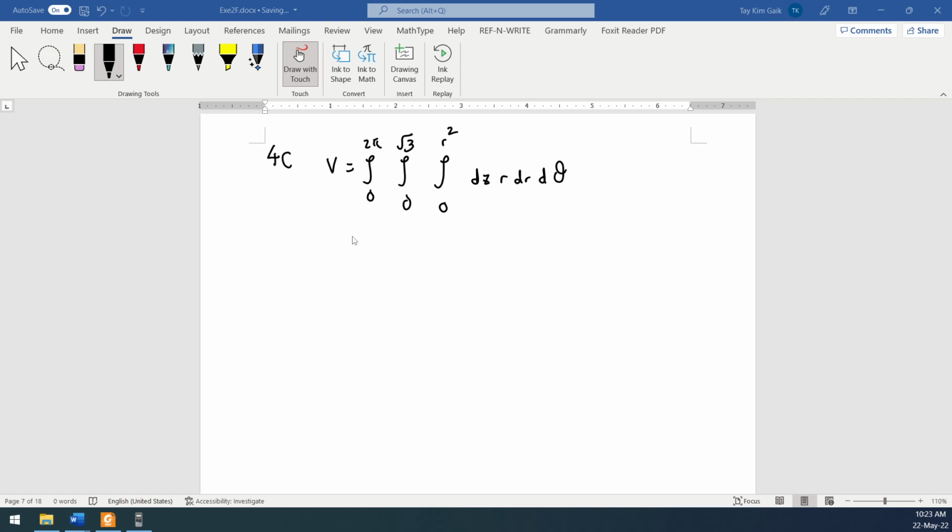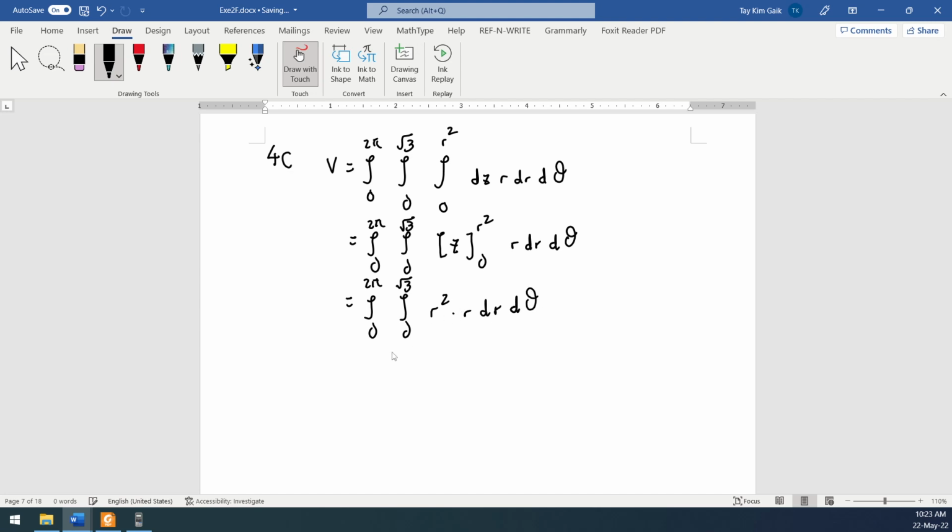Then we integrate with respect to z, where r is constant. That's why I factor it outside of dz. The limit for z is 0 to r squared, and you have r dr d theta. Because r squared minus 0 is r squared, you have r squared times r dr d theta. So the total is r cubed. Integrating r cubed, you have r power 4 divided by 4.